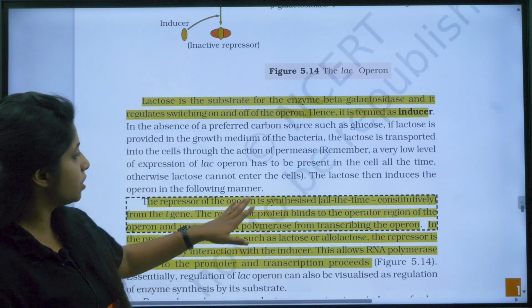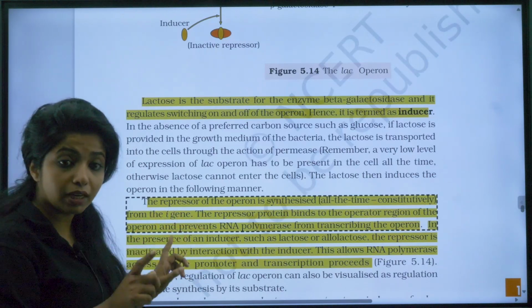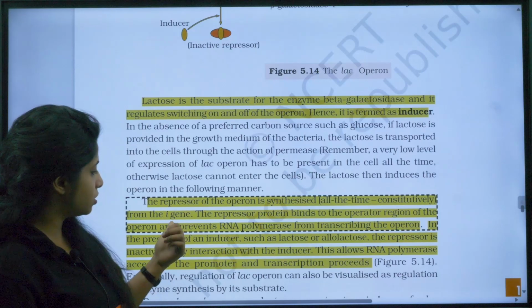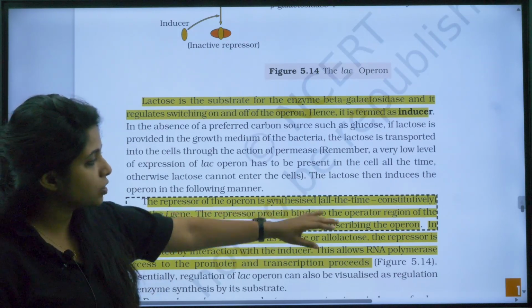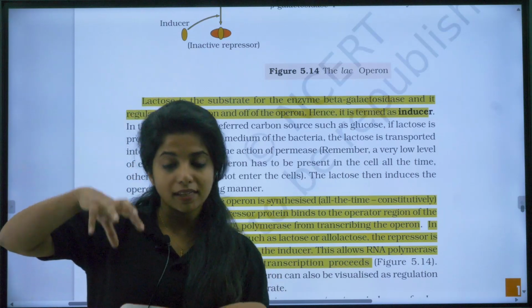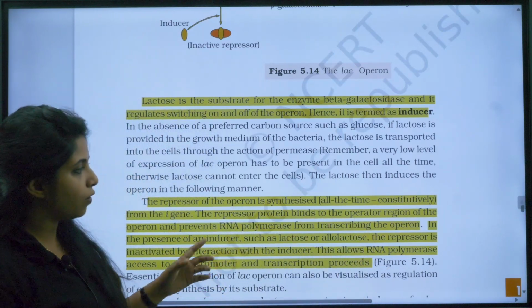Now the repressor of the operon is synthesized from the I gene. I said repressor protein is being made. Any protein is made from a gene, right? So what is this gene? The I gene. The repressor protein binds to the operator region of the operon and prevents RNA polymerase from transcribing. If some guy is standing over there, obviously RNA polymerase cannot go and transcribe things, right? So that is the problem of this particular thing.